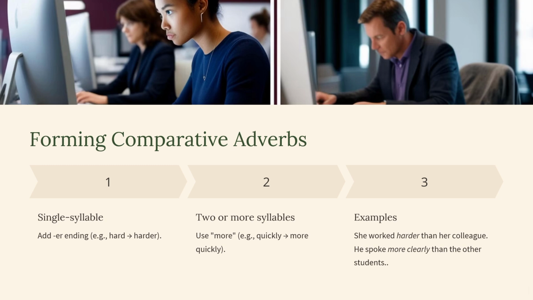Next, for adverbs with two or more syllables, we use the word more before the adverb instead of adding an ending. So take quickly, for instance. Instead of trying to add er, we simply say more quickly. Now, an example sentence would be, he spoke more clearly than the other students, which compares his clarity to that of the others. Now, these forms of er for shorter adverbs and more for longer ones help us create comparisons smoothly and correctly. And as we work with comparative adverbs, it's helpful to remember these patterns as they make our sentences more fluid and more accurate.